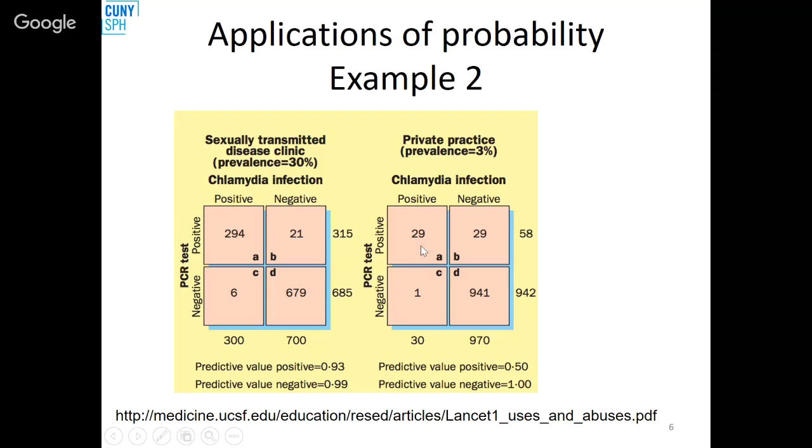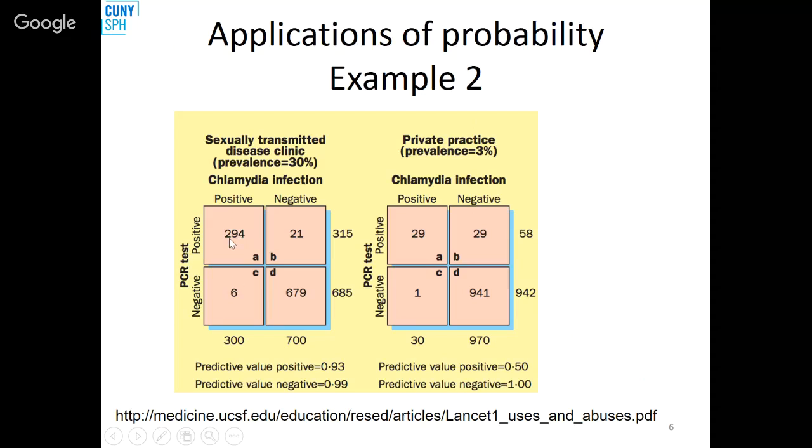And this test, it's a PCR test for some product of the chlamydia bacteria, and we are seeing here 2x2 plots where one is the truth from this gold standard, whether the patient has chlamydia or not, and the other is the result of the test, whether it is positive or negative.